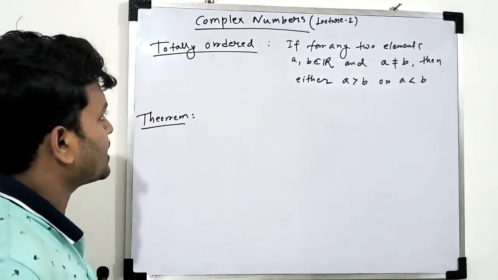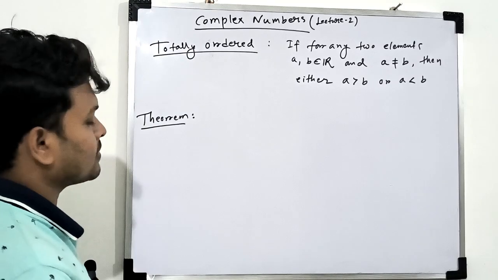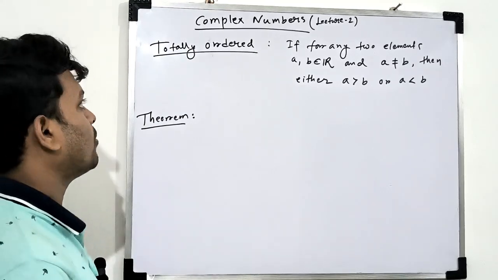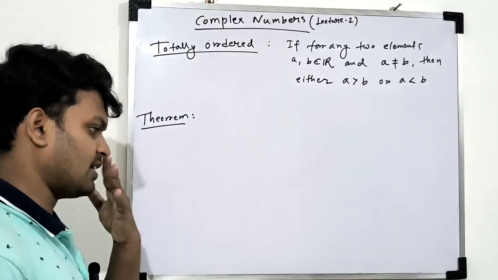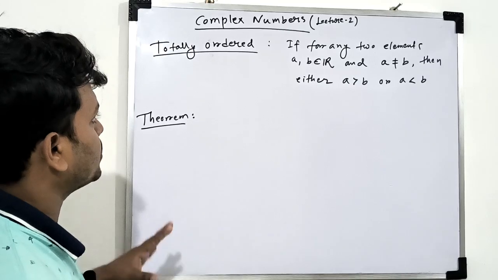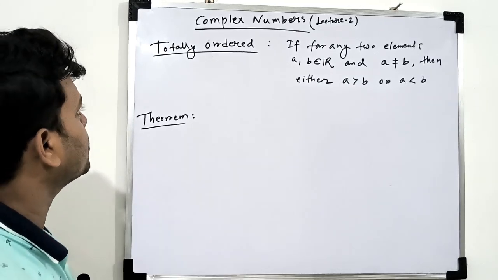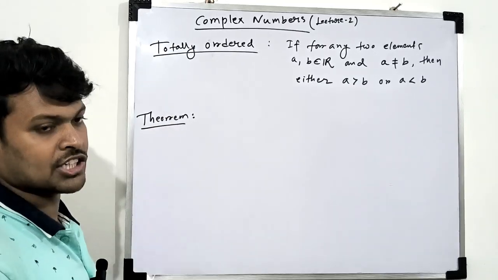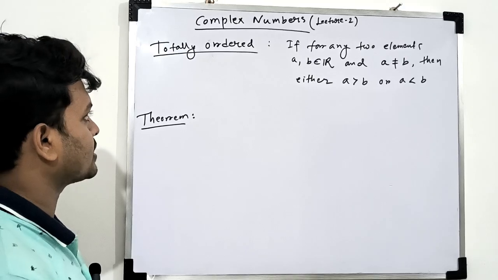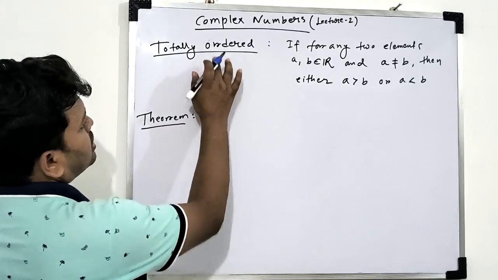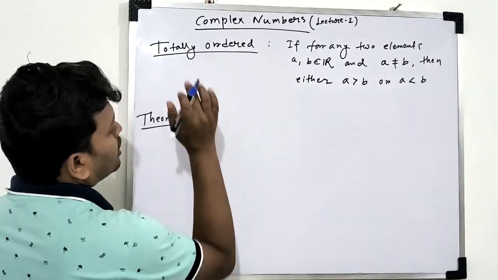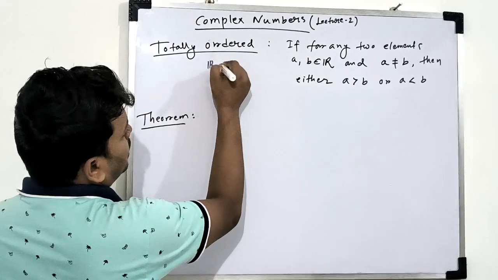So, in the previous lecture on complex numbers, I discussed complex numbers, their representation and some properties. Now, in lecture 2, I will discuss one theorem and some examples. First of all, what is a totally ordered set? R is totally ordered.